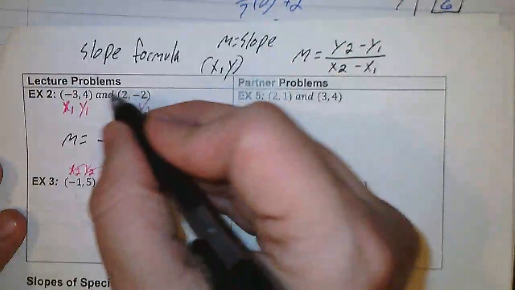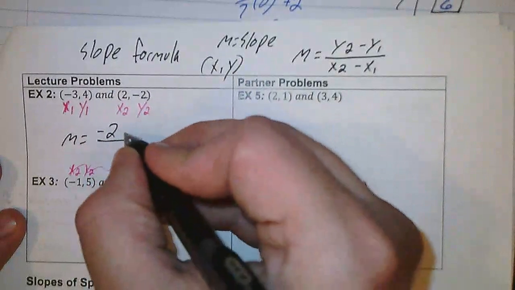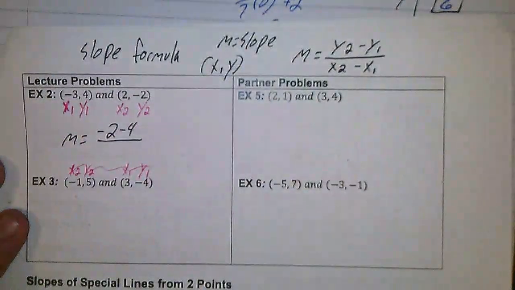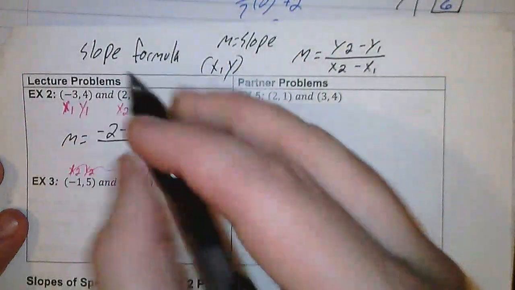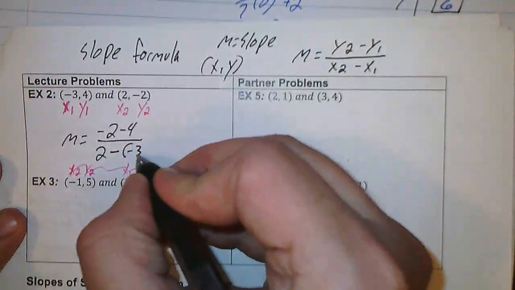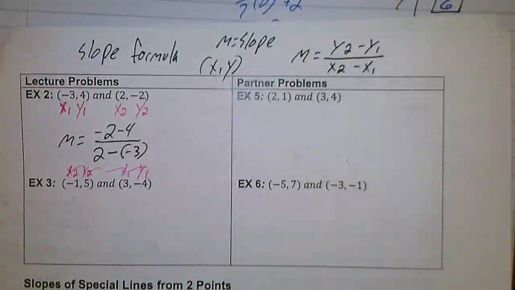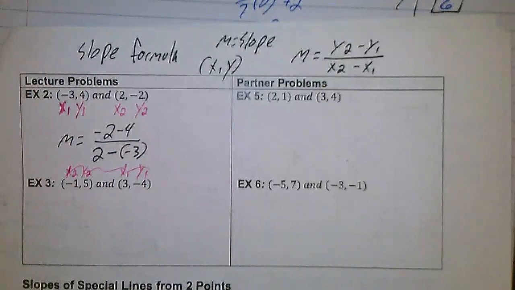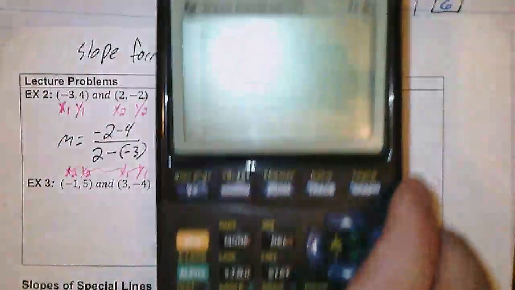On top, I have y2 minus y1, negative 2 minus 4. On bottom is x2 minus x1, 2 minus negative 3. So you just need to be careful with your negatives. If that trips you up, use a calculator. Let's look at using a calculator now.